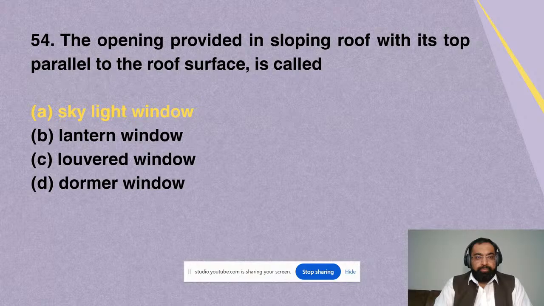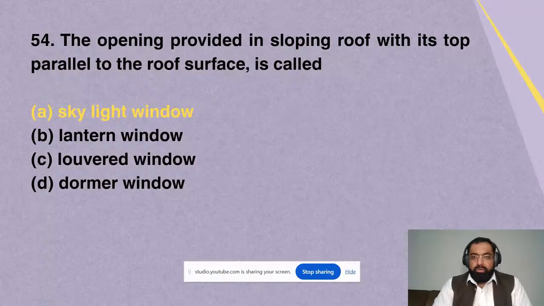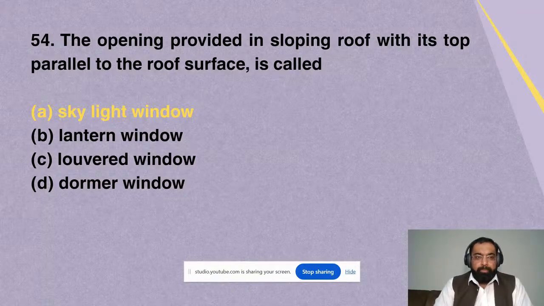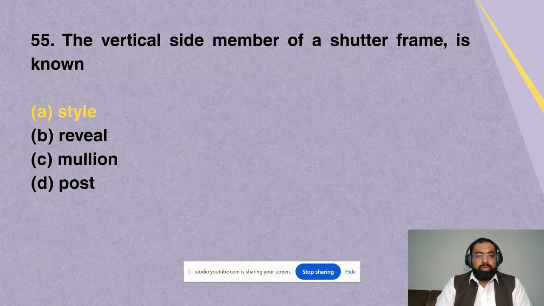Question 54. The opening provided in a sloping roof with its top parallel to the roof surface is called: A, skylight, B, lantern window, C, lowered window, or D, dormer window. So that opening is called skylight. Option A is correct.